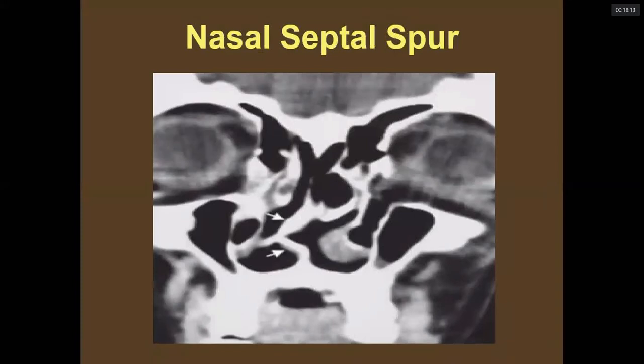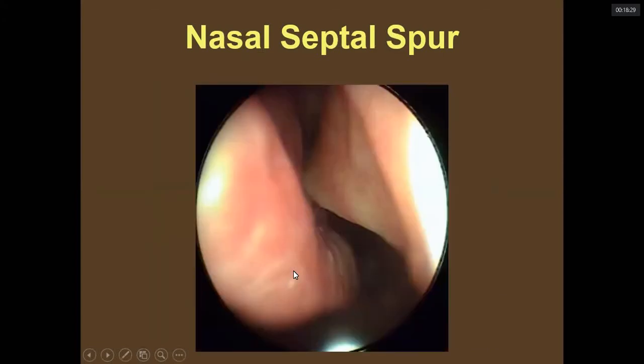Nasal septal spur, we have already talked about it. It is called here. Because of the spur, there is partial obstruction and poor ventilation, and because of the poor ventilation, there will be an inflammatory process. This is the endoscopic image of how septal spurs look.